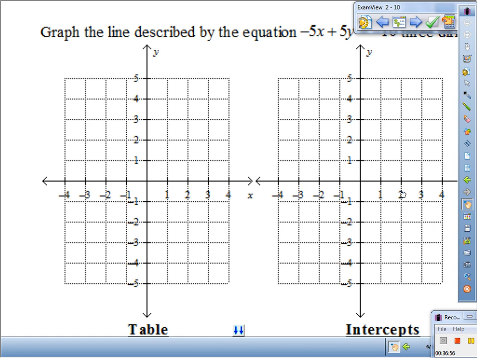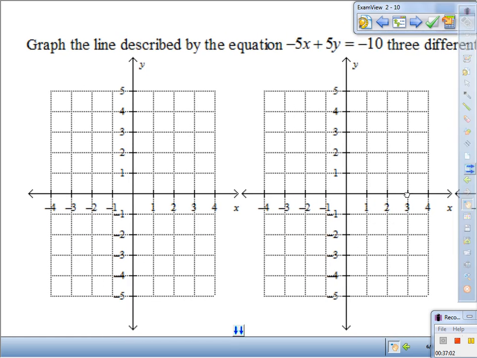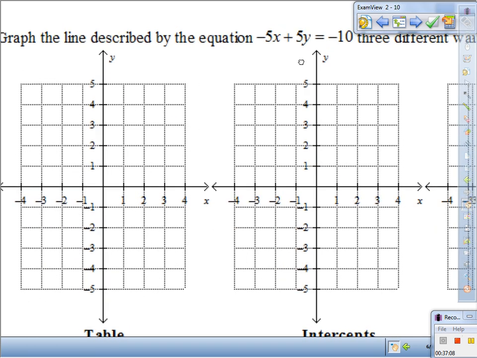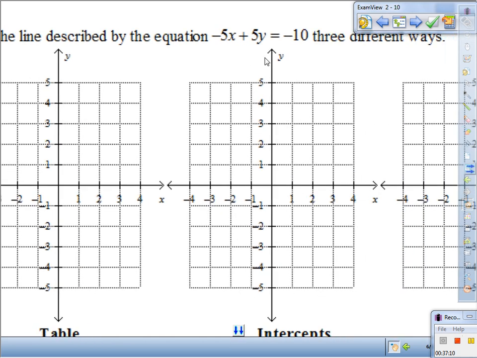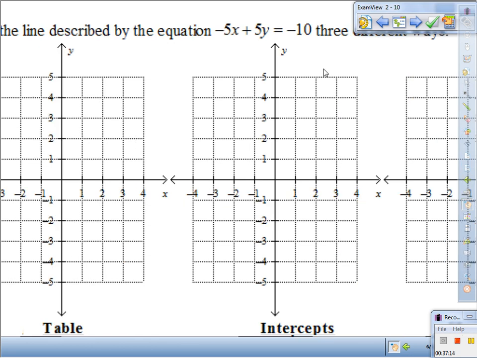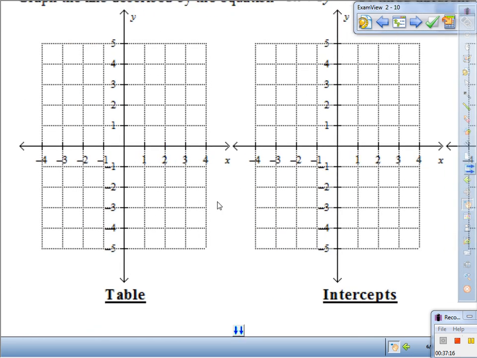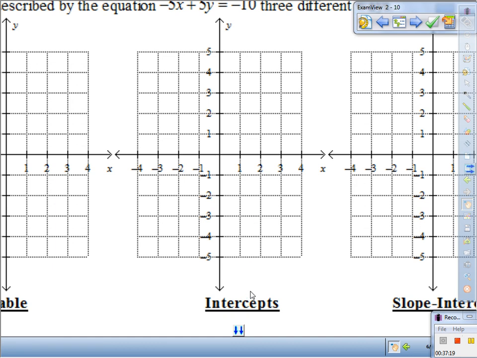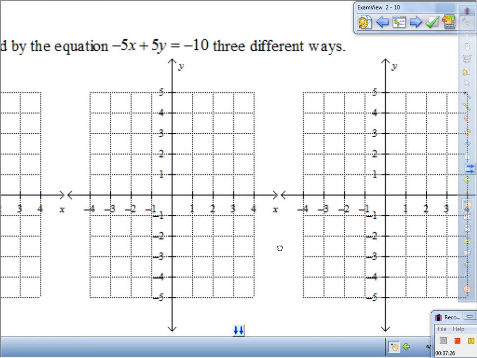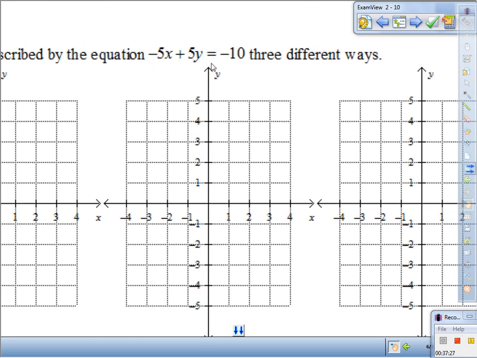All right, here we go. So, it says, graph the line described by the equation 5x plus 5y equals negative 10, 3 different ways. And I label each way using a table, using the intercepts, otherwise known as the cover-up method, and using what? Slope-Intercept Form.